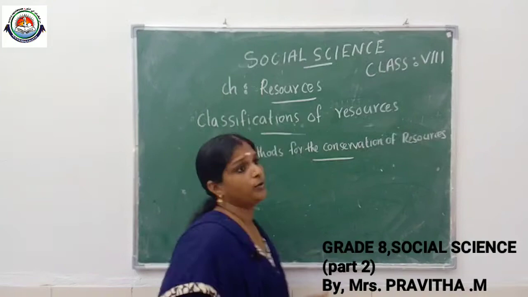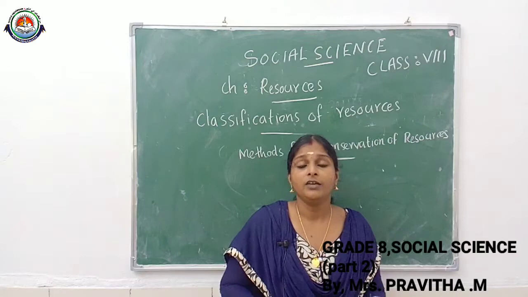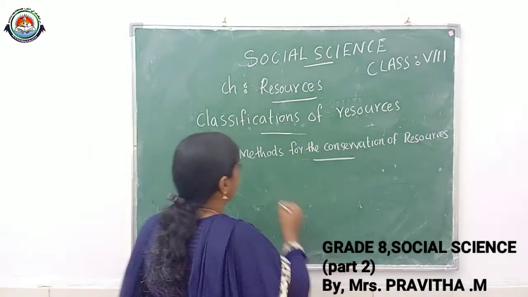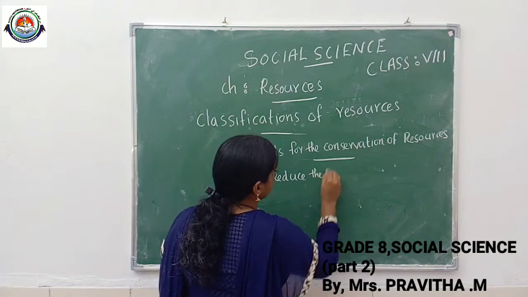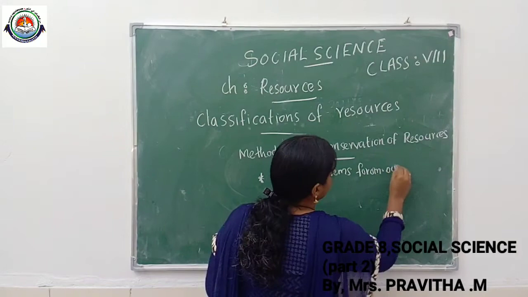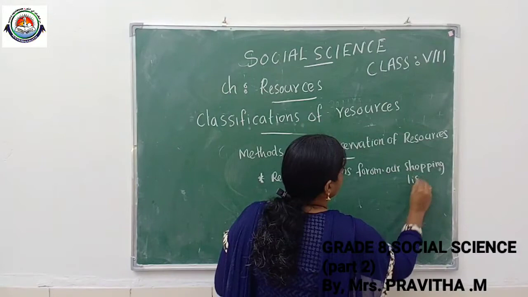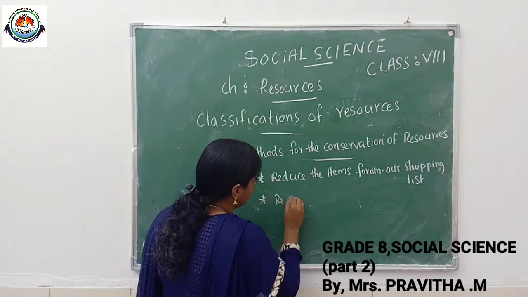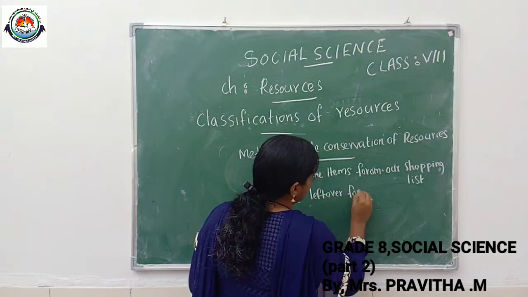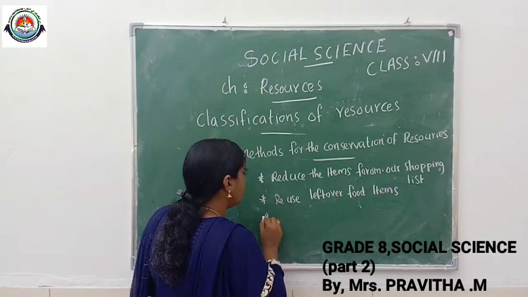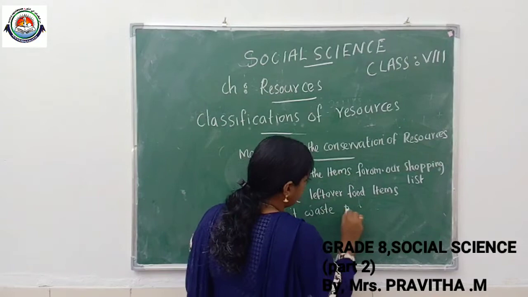What are the steps or practices we can follow for the conservation of resources? First one children, we can reduce the items on our shopping list. Then we can reuse leftover food items. Then don't waste paper. If it is walkable distance, you can walk.